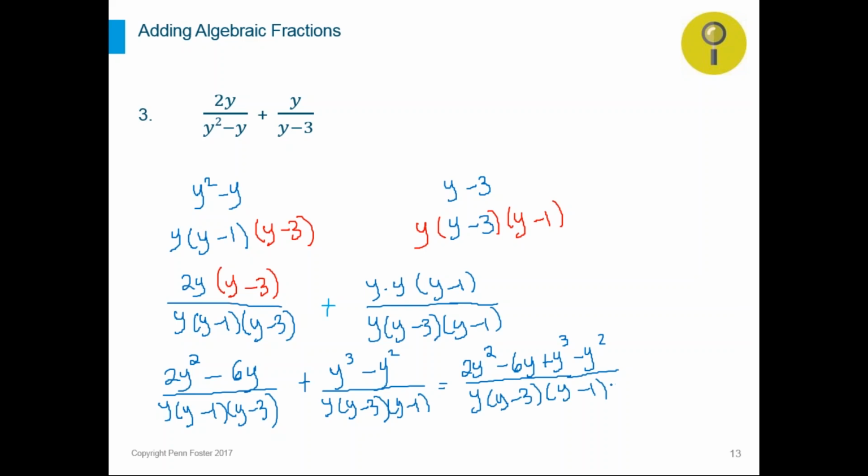On the numerator we have y squared and y squared, so we are able to combine these terms. 2 minus 1 is 1, so it's y cubed plus y squared minus 6y, and then over the common denominator, y minus 3 and y minus 1.